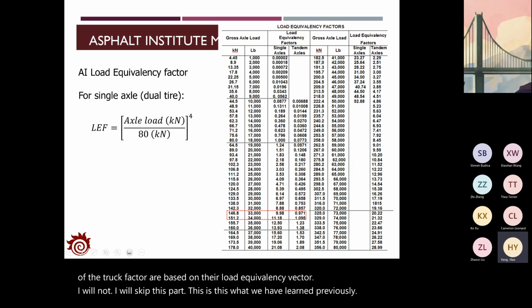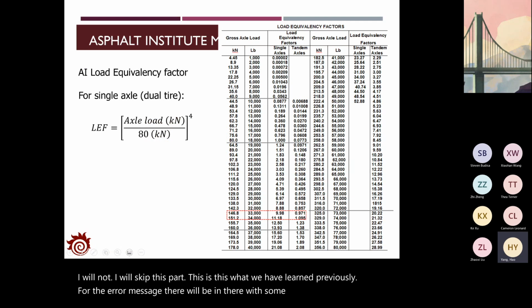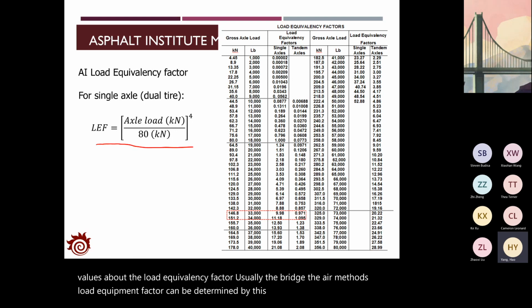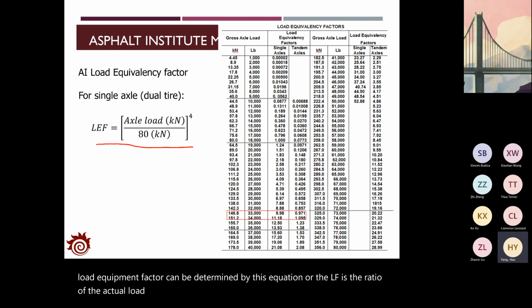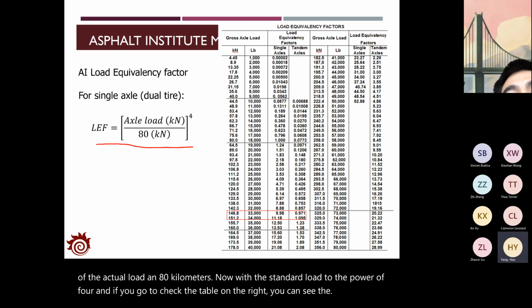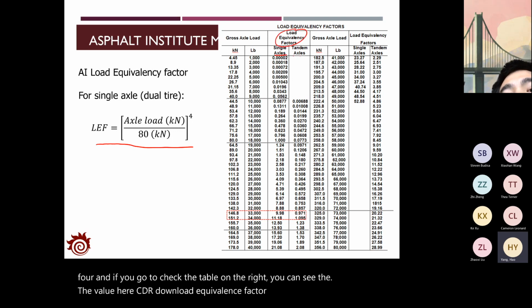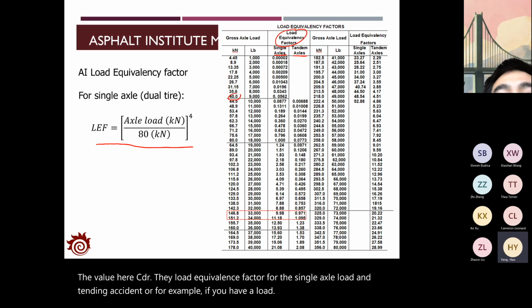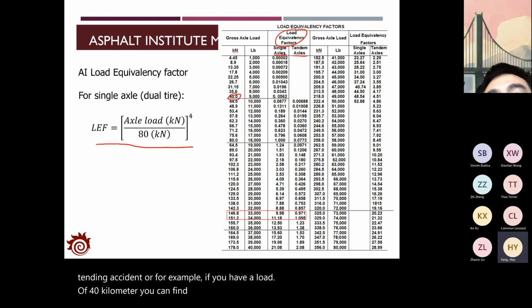Well, for the AI method, there are some typical values for the load equivalency factor. Usually, with the AI method, the load equivalency factor can be determined by this equation. The LEF is the ratio of the actual load to 80 kilonewton, which is the standard load, to the power of 4. And if you check the table on the right, you can see the values here, the load equivalency factor for the single axle load and tandem axle load. For example, if you have a load of 40 kilonewton, you can find that the LEF for the single axle load is 0.0562.